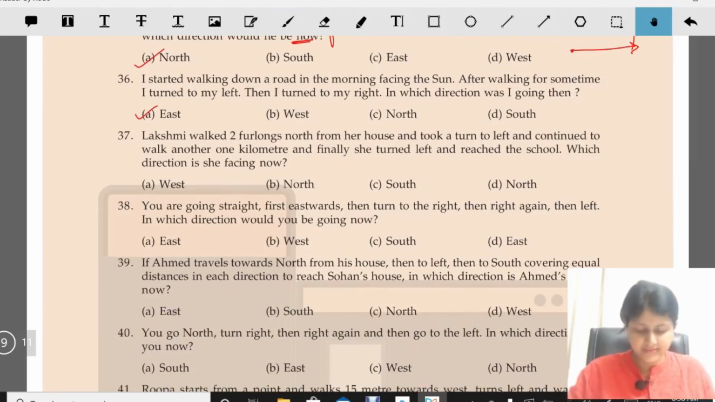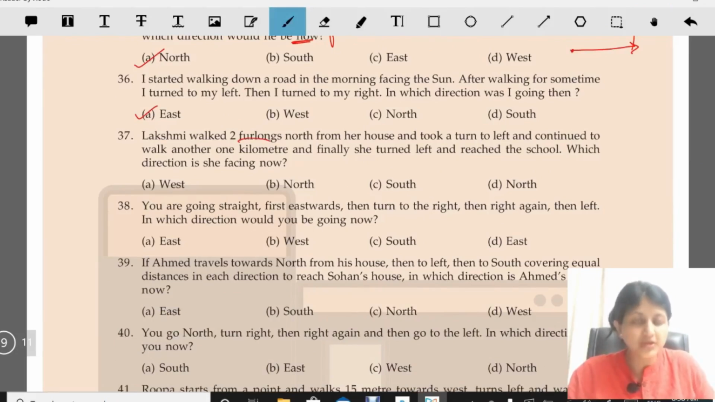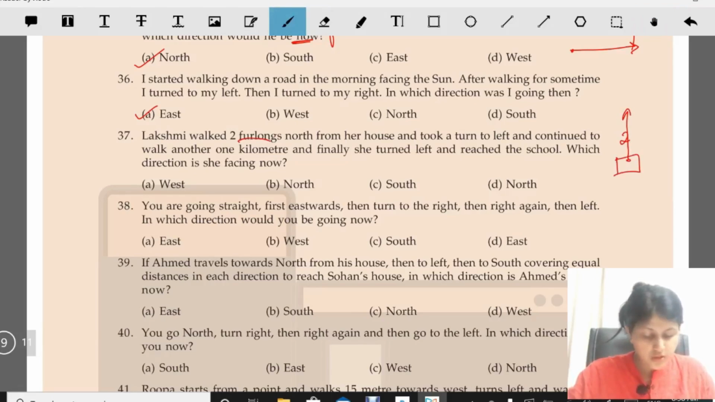Question 37. Lakshmi walked 2 furlongs north. Furlong is a measurement of distance. Okay. Lakshmi walked 2 furlongs north from her house and took a turn to left and continued to walk another 1 kilometer and finally turned left and reached school. Which direction is she facing now? So she is facing towards the south direction.